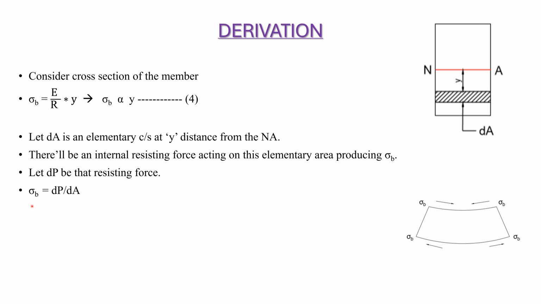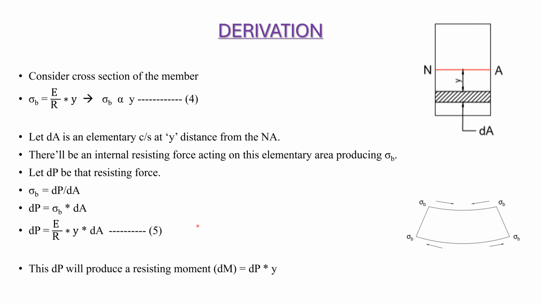Therefore, sigma B can be termed as dP upon dA, that is nothing but resisting force acting per unit elementary area here. I can further write, by rearranging this equation, dP is equal to sigma B into dA. Now from equation 4, we know that sigma B is equal to E upon R into Y. I'll just substitute sigma B by E upon R into Y in this equation. Then I'll name this equation as equation number 5.